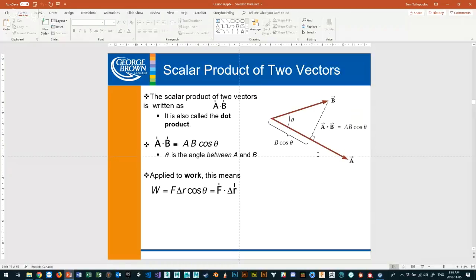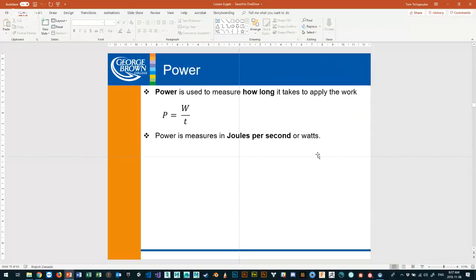All right. I'm not going to talk about the scalar product of two vectors. You guys should know what that is. But one thing to note is that vector A times vector B is also equal to AB cos theta, where theta is the angle between A and B. So applied to work, what this means is that work is force times the displacement vector, the change in displacement. And that's really what it is. We're multiplying those two things together.